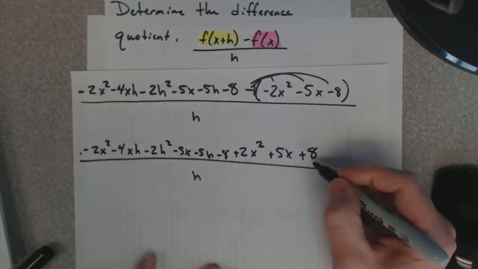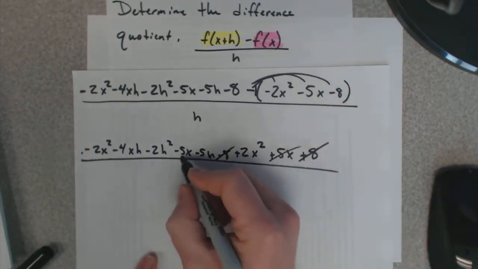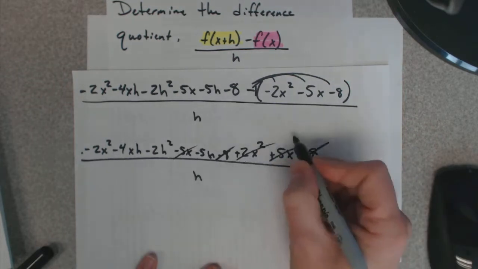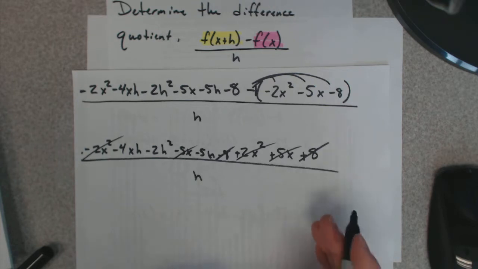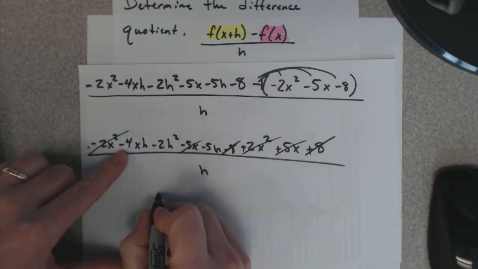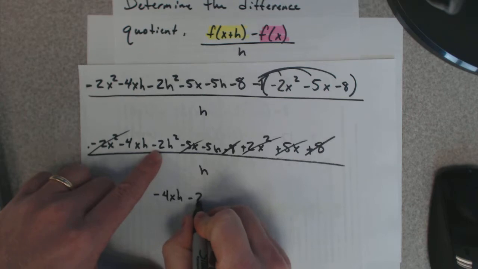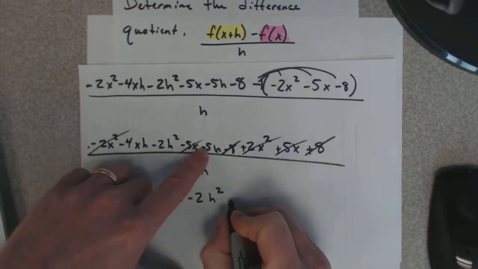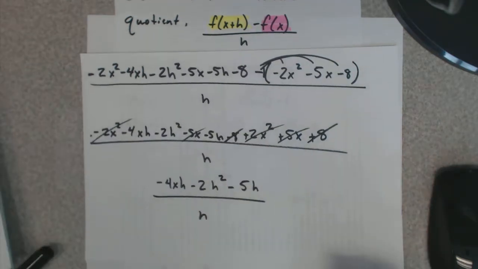Alright, well, check this out. 8 cancels with 8. 5x cancels with 5x. 2x squared cancels with 2x squared. That's going to happen with most of these problems, stuff's going to cancel out at the very end. So what are we left with? We're left with negative 4xh minus 2h squared minus 5h, all over h.